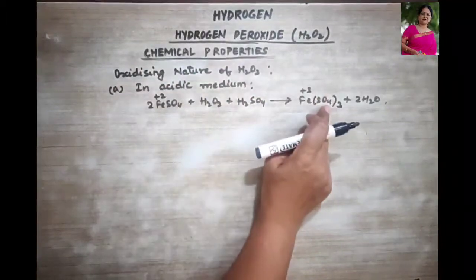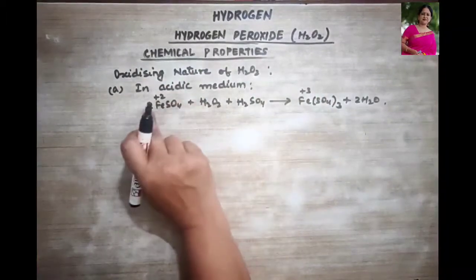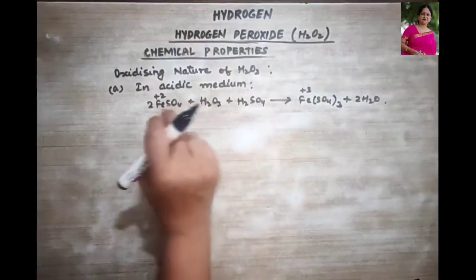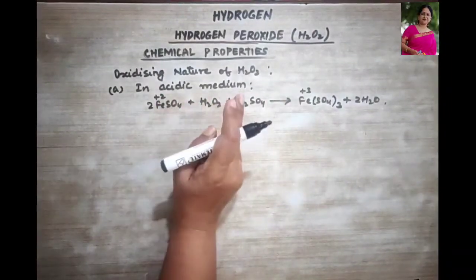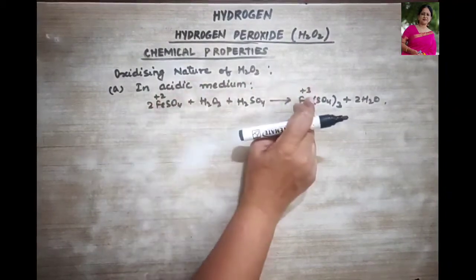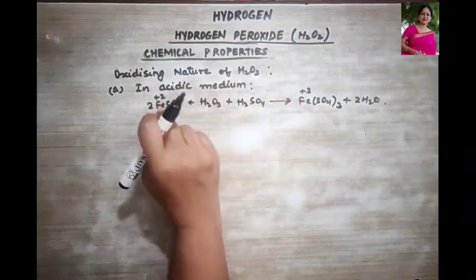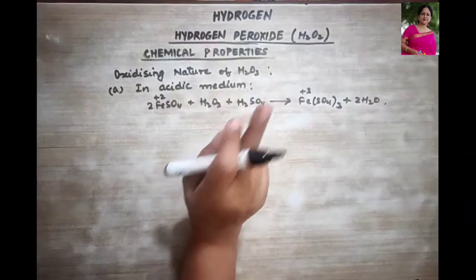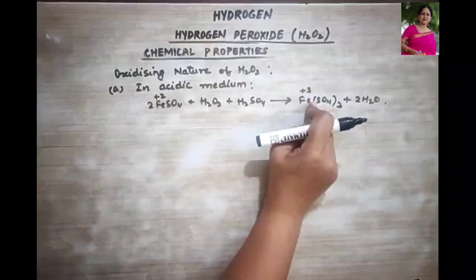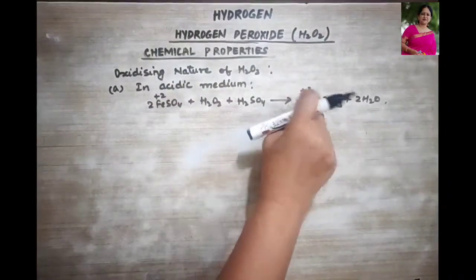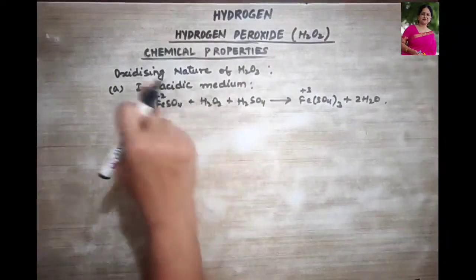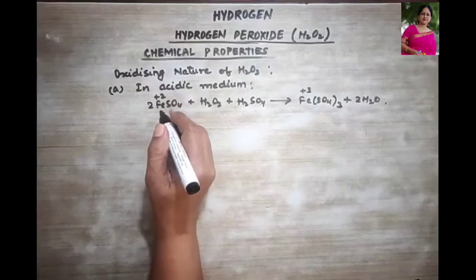So oxidizing nature is due to what? So over here what do we observe? That the oxidation state of iron is increasing from +2 to +3. That is, hydrogen peroxide oxidizes Fe2+ to Fe3+. Clear? Therefore, over here, hydrogen peroxide shows the oxidizing nature.